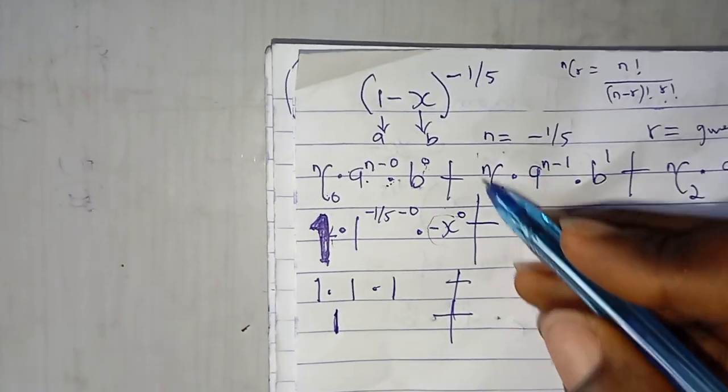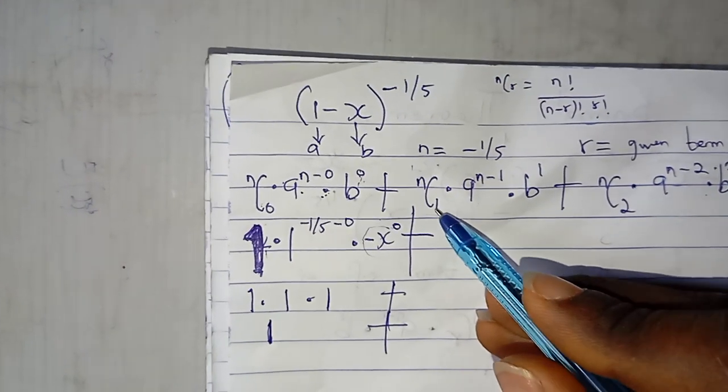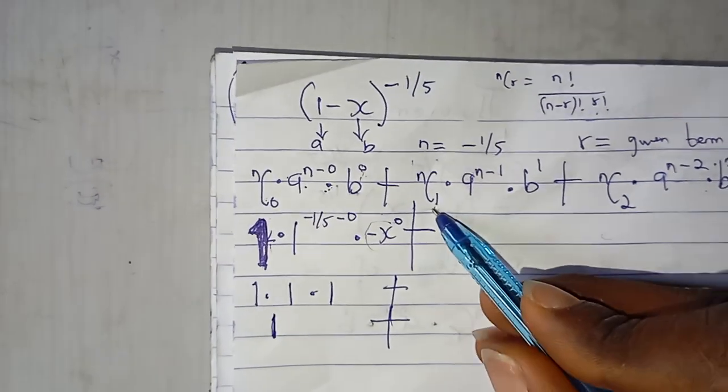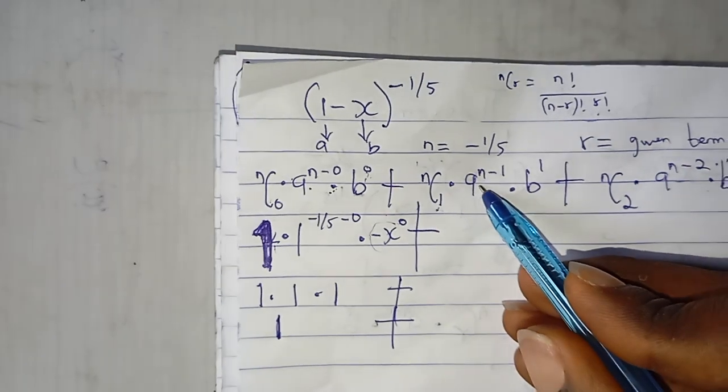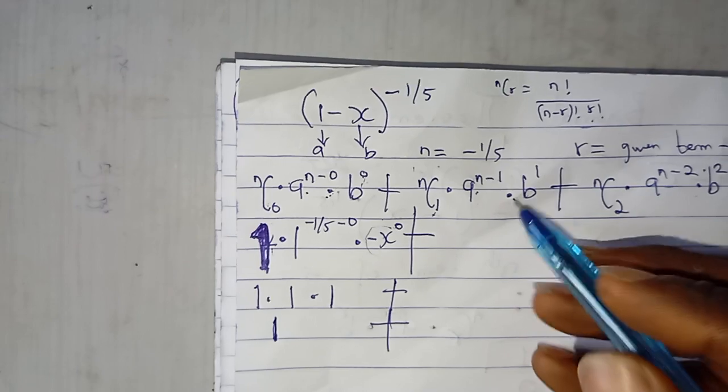Alright, let's go to the second term. For the second term, let's try to solve. And the second term, what was there? The starting is n combination 1. So let's solve for n combination 1, then come back and solve for a raised to power n minus 1, that is 1 raised to power n minus 1, then minus x raised to power 1. So remember, let's go.